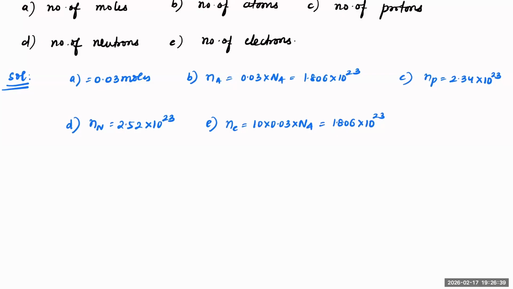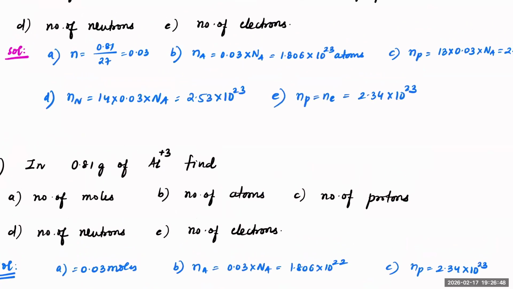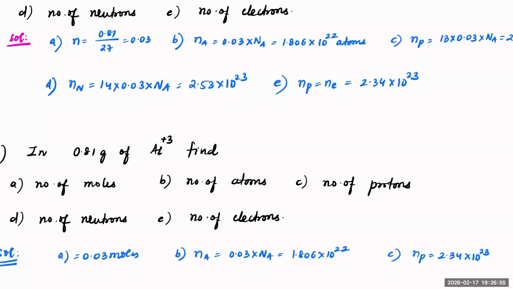This one was 22, correct, but earlier because I am writing it as 1.86, right? Otherwise it will be 0.18. Okay. In the earlier case also it was 10 raised to power of 22 only, not 23. Okay, B was 22. Yeah.